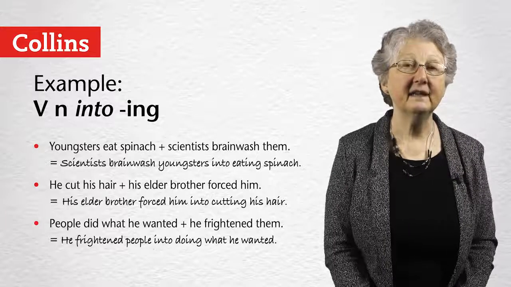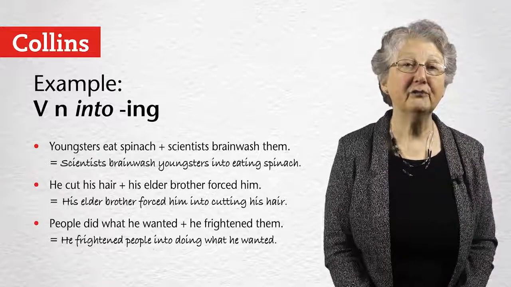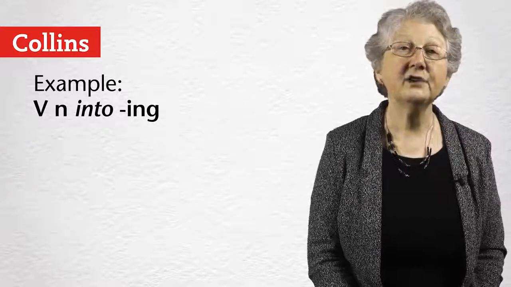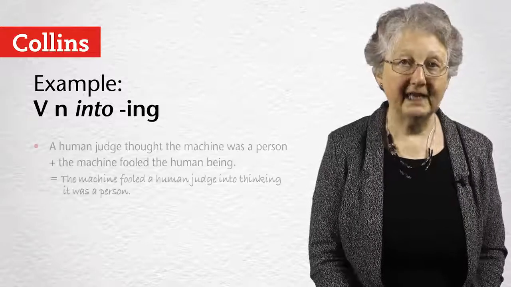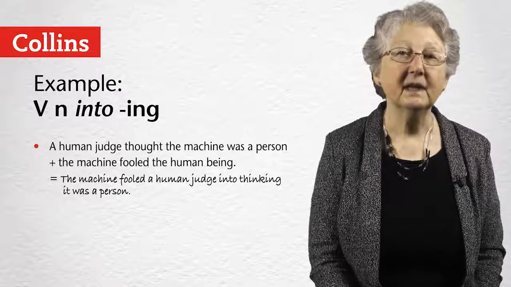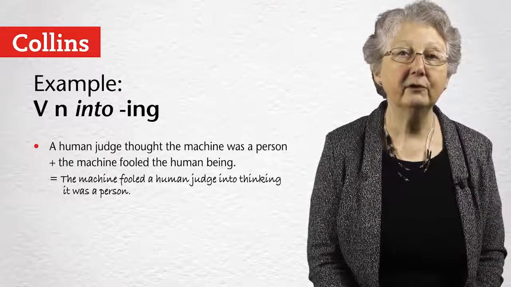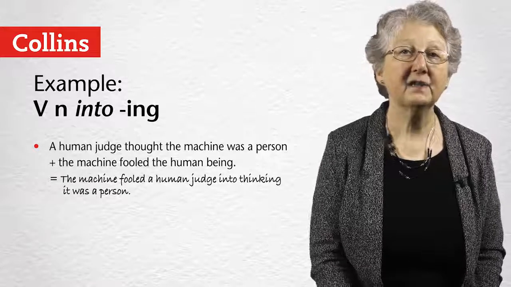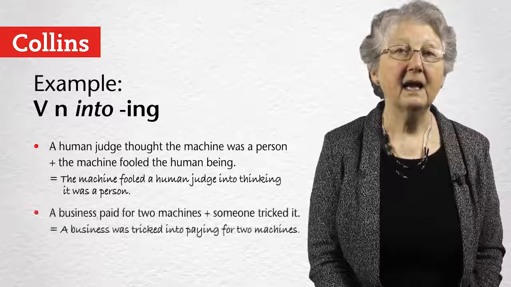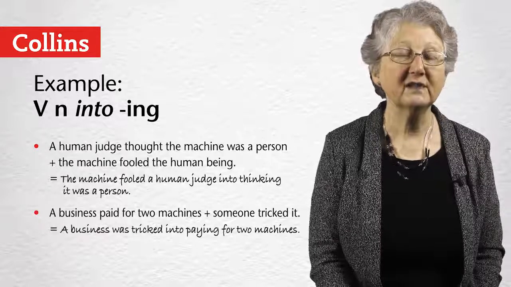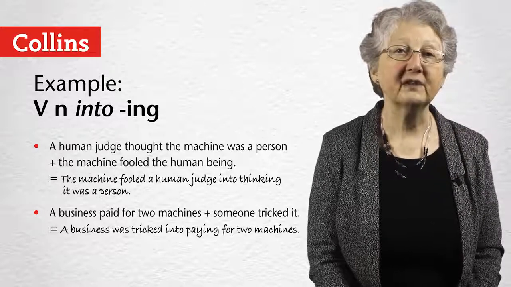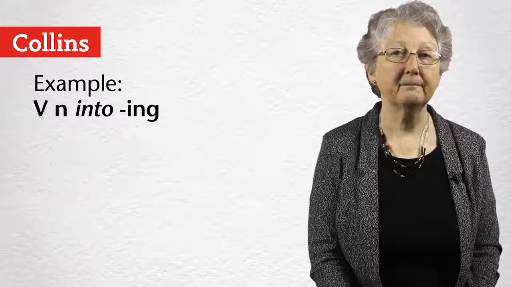People did what he wanted, he frightened them. The learner writes, he frightened people into doing what he wanted. The next two examples use verbs about tricking. So a human judge thought the machine was a person, joined with the machine fooled the human being. The learner writes, the machine fooled a human judge into thinking it was a person. And a business paid for two machines, someone tricked it. We can make passive, a business was tricked into paying for two machines.